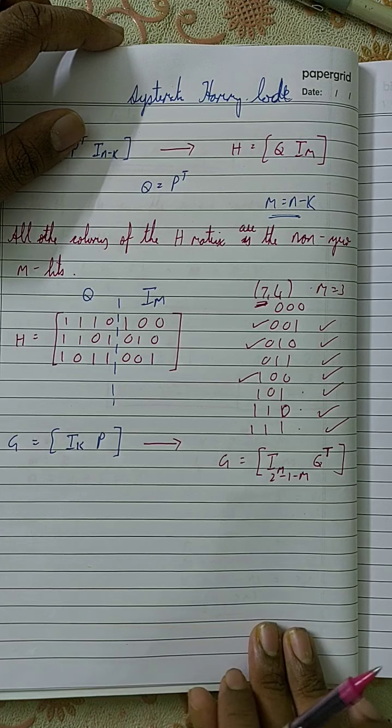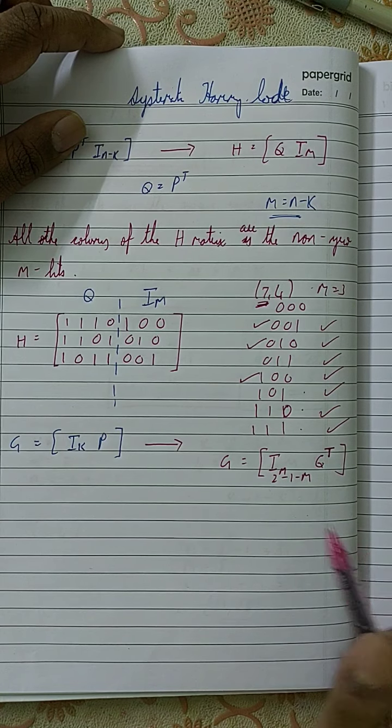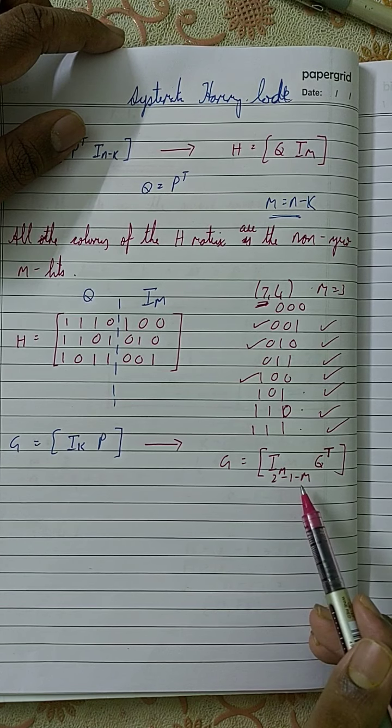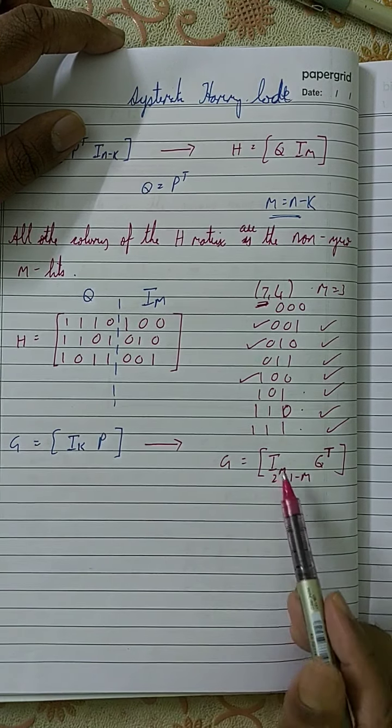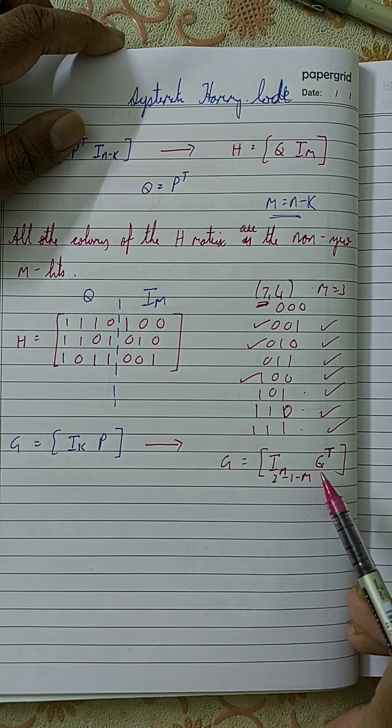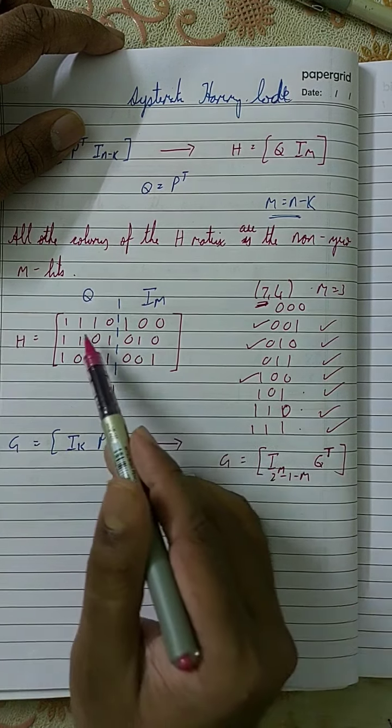where m represents the number of parity bits. That is, the identity matrix is of size 2 raised to m minus 1 minus m, which is equal to K itself. So this is IK. You can write this as IK, and Q transpose means the transpose of the matrix Q.